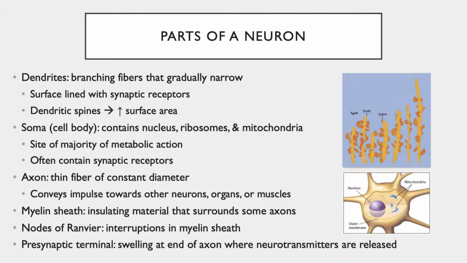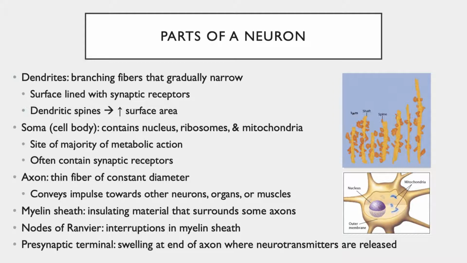The presynaptic terminal has a lot of different names. Some people refer to it as the presynaptic terminal. Some refer to it as the terminal button. You might also hear synaptic button or synaptic bouton. They all mean the swelling at the very tail end of the axon, which is the location where the majority of neurotransmitters are released.